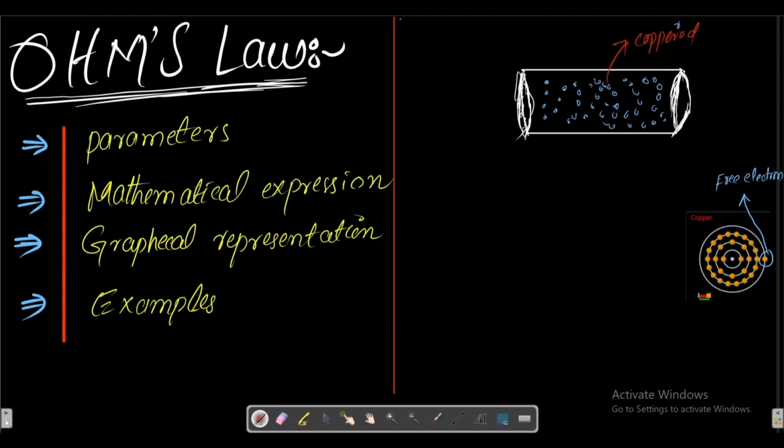Now if I connect this copper rod with a battery, I'm going to connect this side of the copper rod with the positive terminal of the battery, and this side of the copper rod with the negative terminal of the battery. Now due to electromotive force, a potential difference will develop across the battery, and due to this potential difference an electric field will be created at each and every point inside this copper rod.